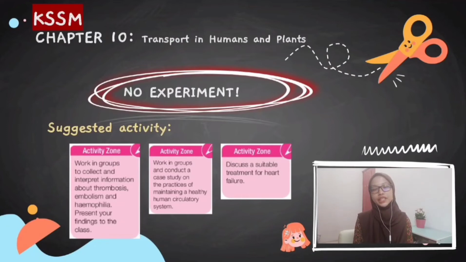In this chapter, there are no experiments suggested. However, there are a few suggested activities mentioned in the activity zone throughout this chapter. All of the suggested activities require the students to work in groups and discuss the information among themselves, which indeed is one of the strategies to implement student-centered learning in the classroom.